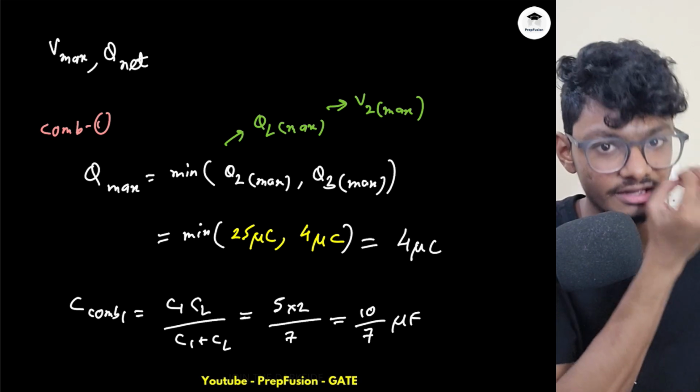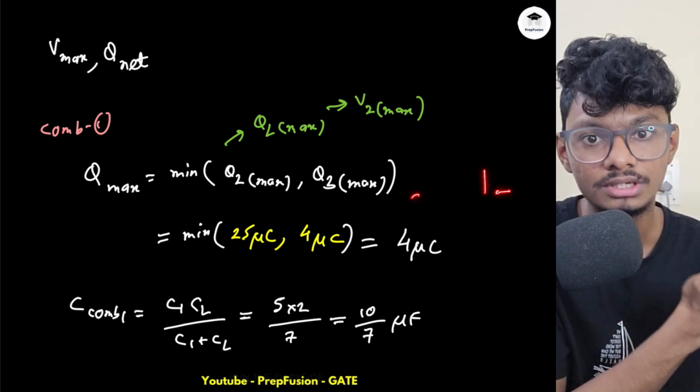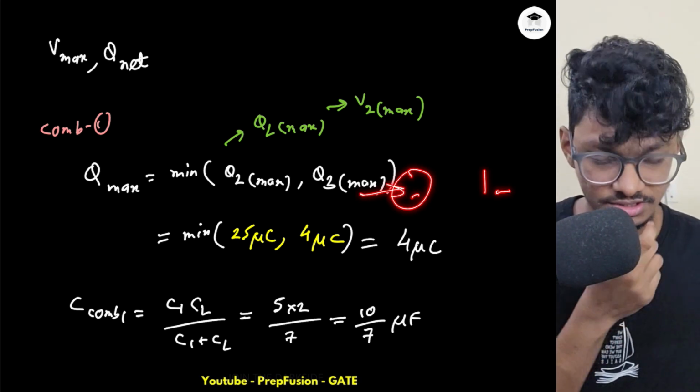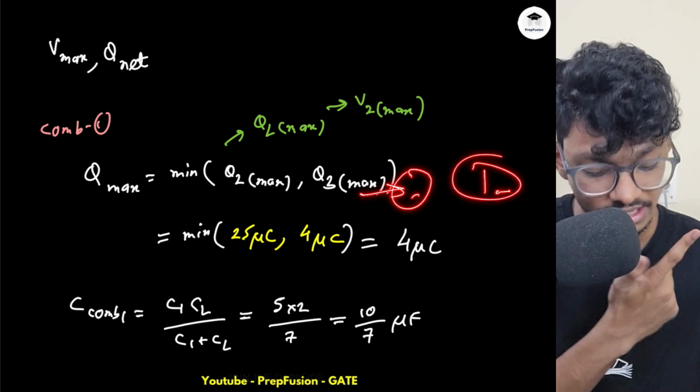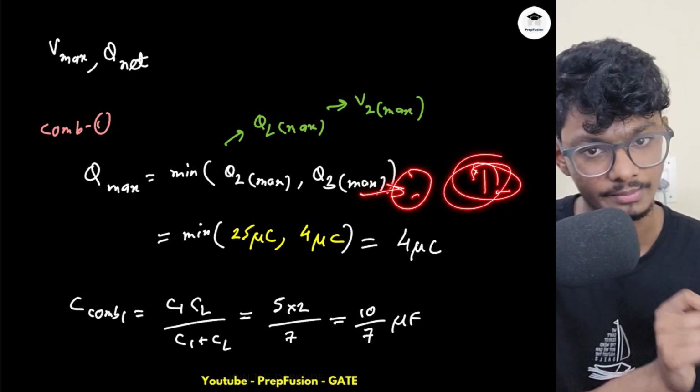Because if one capacitor can flow a maximum of 1 microcoulomb and the other has 2 microcoulomb, and you choose the 2 microcoulomb capacitor as your reference and let 2 microcoulomb of charge flow in the combination, what will happen? It will damage the other capacitor, right? And you don't want that. You don't want to damage the capacitor.